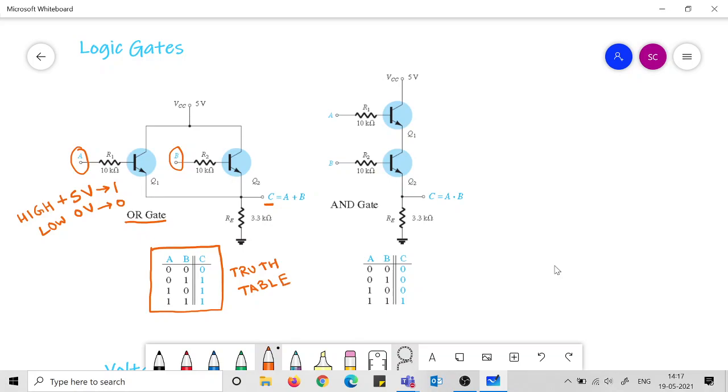So now you notice this table, whatever we had analyzed is given here. Wherever any one of A and B is facing a high voltage, designated by 1, the output is also coming out to be a high voltage, designated by 1. Only when both A and B are facing low voltage, designated by 0, the output also has a low voltage, designated by 0. So this is how the input output of this circuit is behaving.